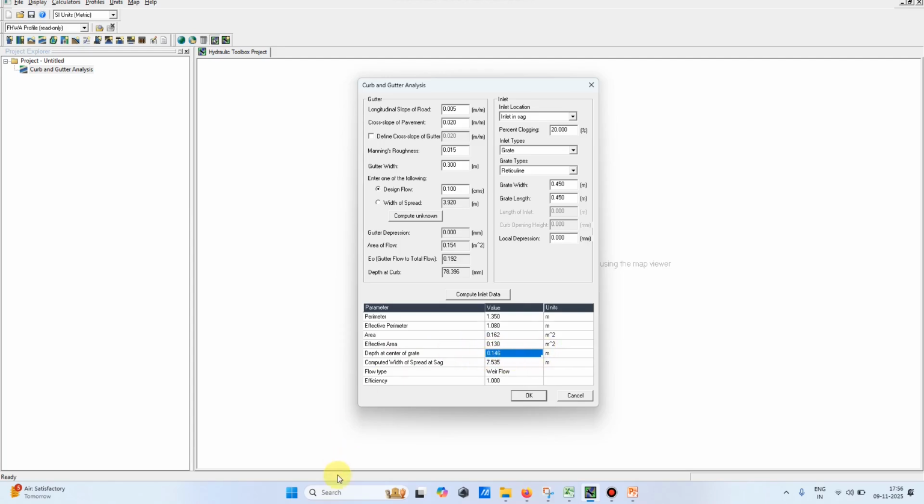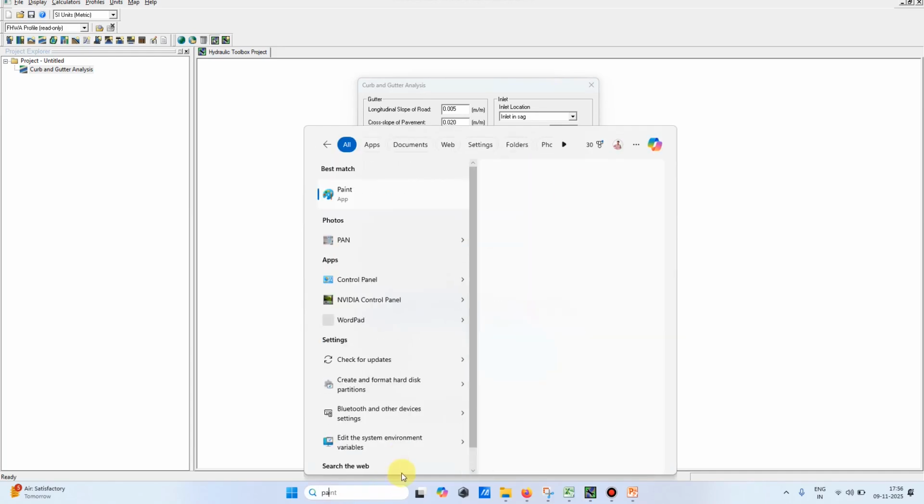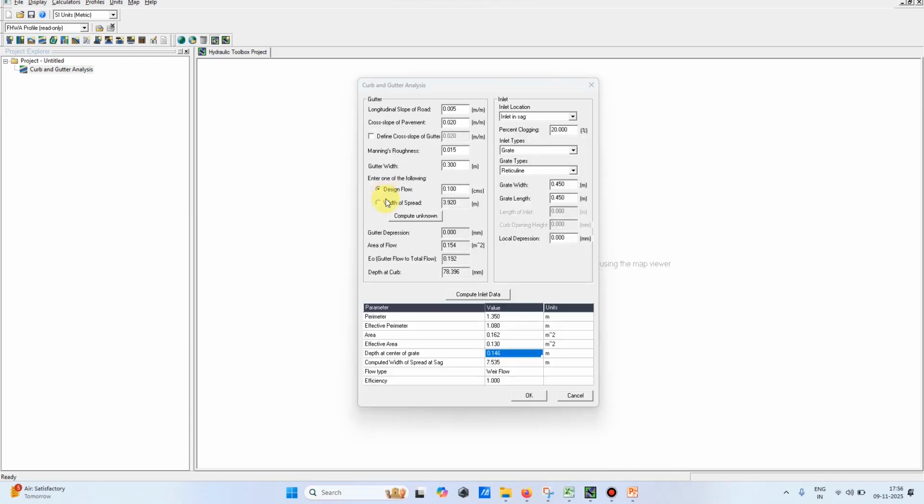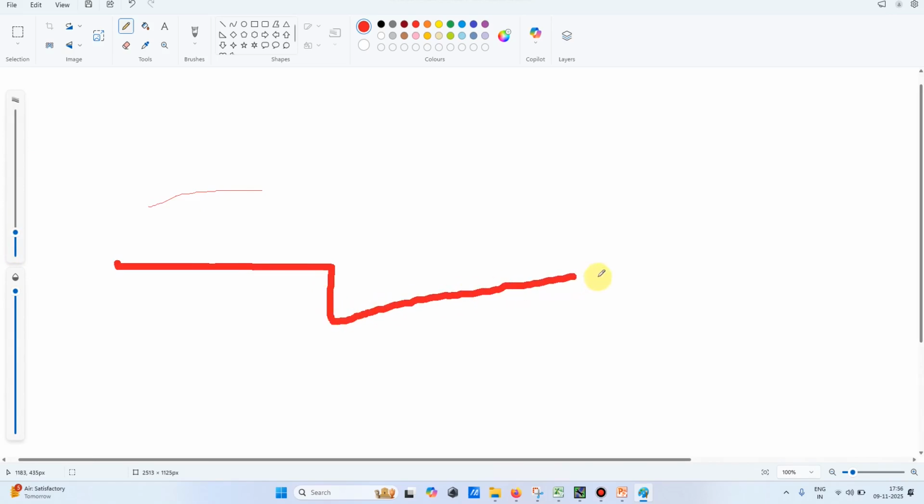It looks like this. If I draw that here in Paint, so this is the road curve. This is the crown of the road, and from here it will be the road curb, and here is the footpath. My inlet is coming somewhere here. This is the in-sag inlet. Okay, so this is my in-sag inlet.